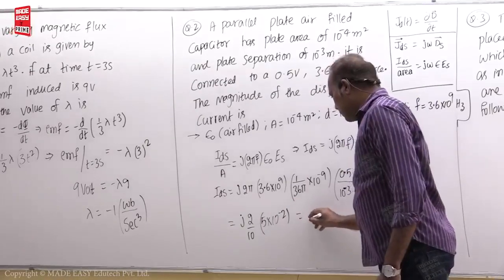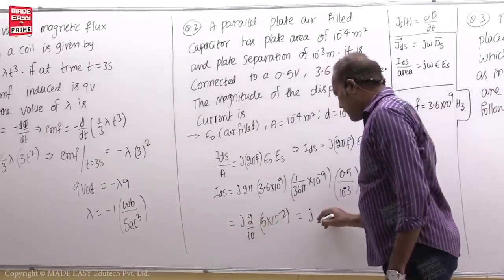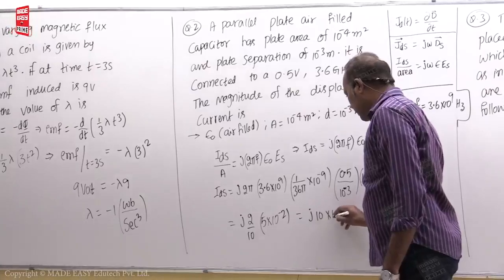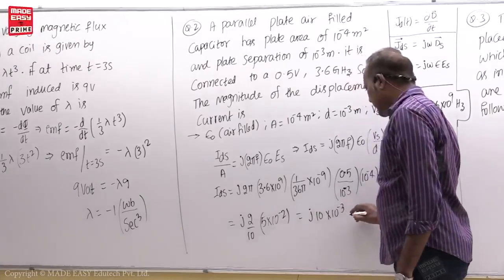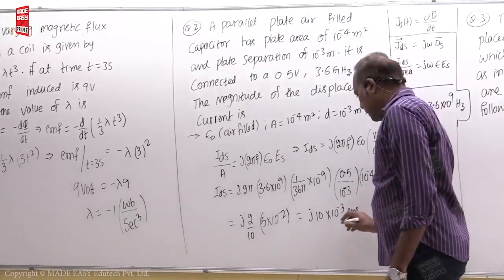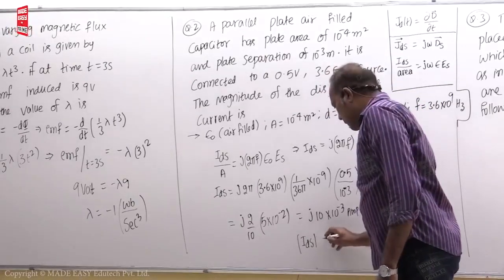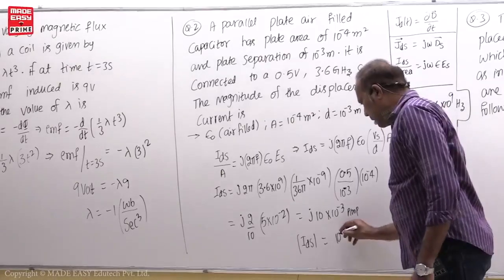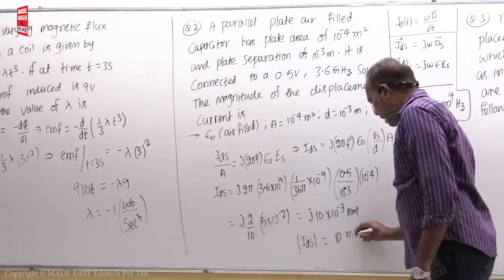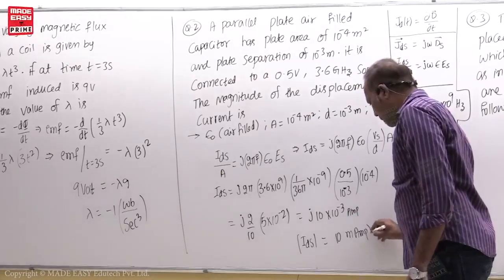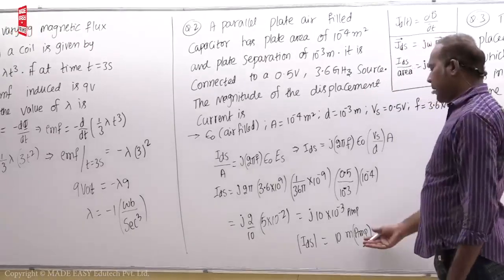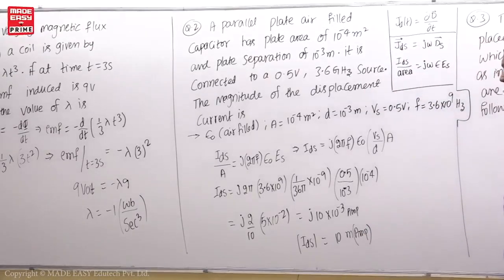That is equal to j, this is 10 into 10 to the power minus 3 ampere. Okay. Now you want modulus of IDS, that is nothing but 10 milliampere. Okay, 10 milliampere is the answer.